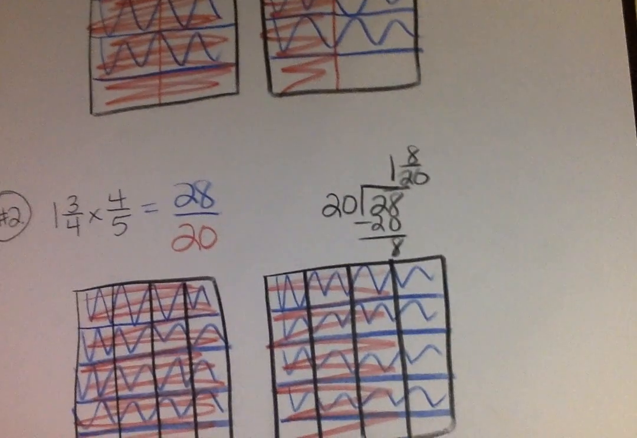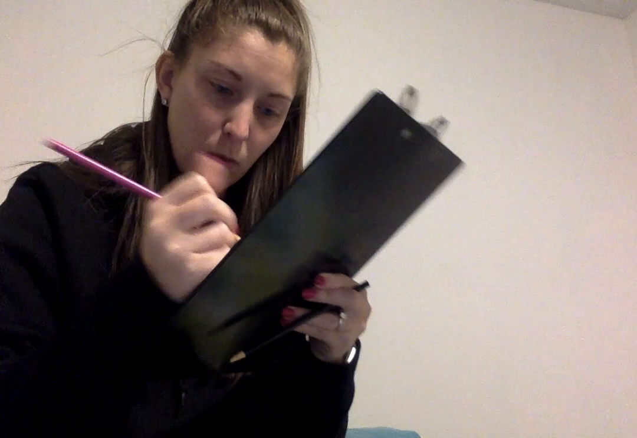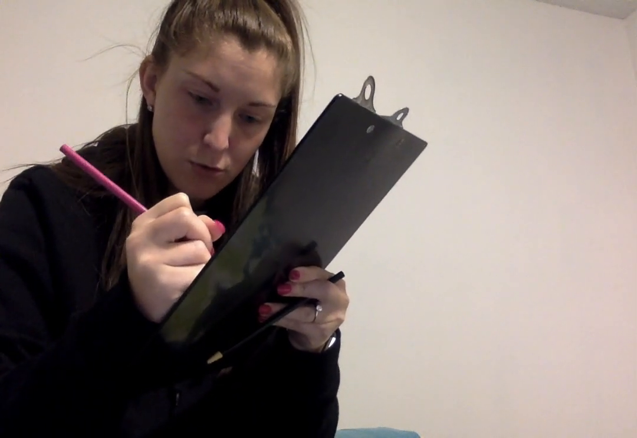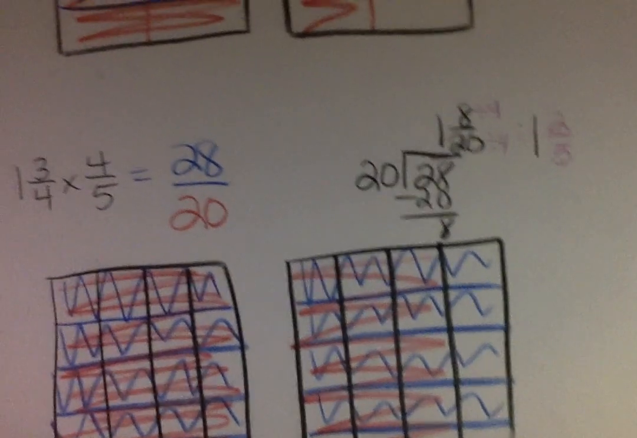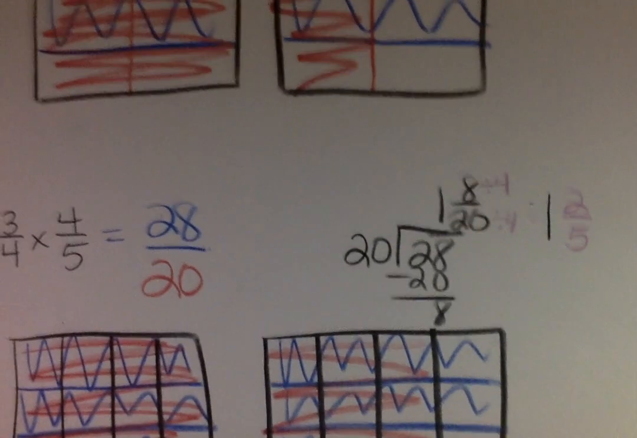And then I'm going to make this into a mixed number. So I'm going to set up my division problem and go ahead and divide. And when I do that, I get 1 8/20. 8/20 I know can be simplified because those are both even numbers. So I'm going to divide those both. I know 4 can go into both of those. So divide by 4, and then I'm going to get 1 2/5. So 28/20 is the same as 1 8/20, which is equivalent to 1 2/5.